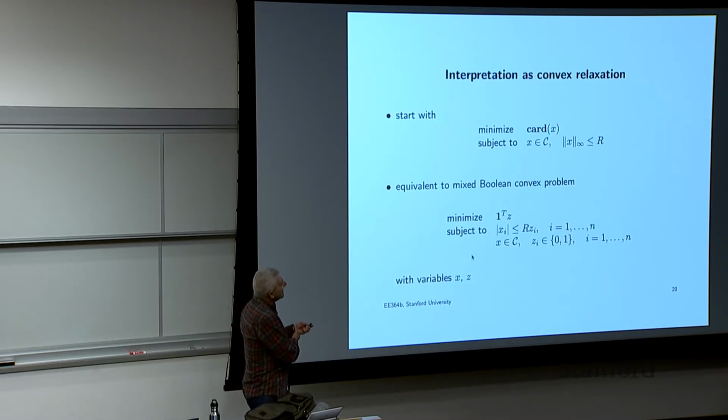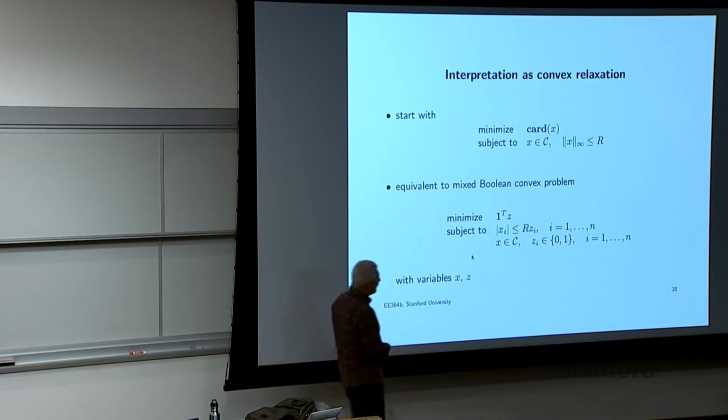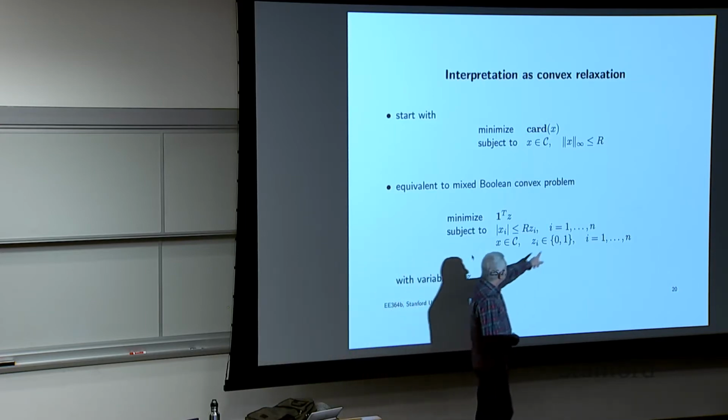Subject to x is in a convex set, and then all of the x's are between plus and minus r. All the components of x are between plus and minus r. So that's this thing here, right? Okay, so what we're going to do is write it this way. We're going to introduce some new variables, zi, and they're going to be Boolean. They're going to be either 0 or 1.